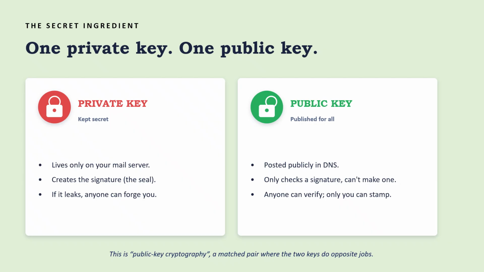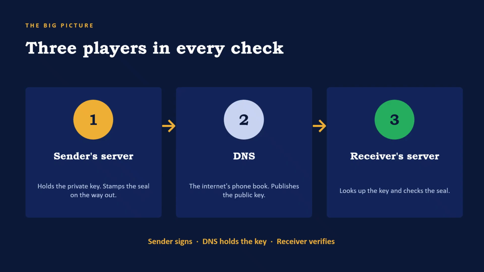DKIM uses public key cryptography. This method involves a matched pair of keys, a private key, which remains confidential on the mail server, and a public key, which is published for universal access. The private key generates a digital signature, while the public key is used solely to verify that signature. The public key cannot generate signatures, ensuring that only the legitimate sender can create a valid seal, while anyone can verify its authenticity. Every DKIM check involves three entities.